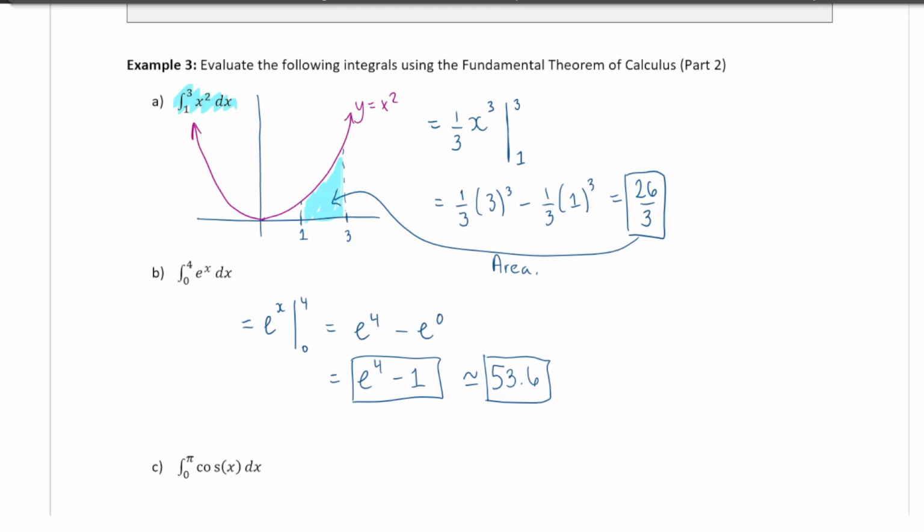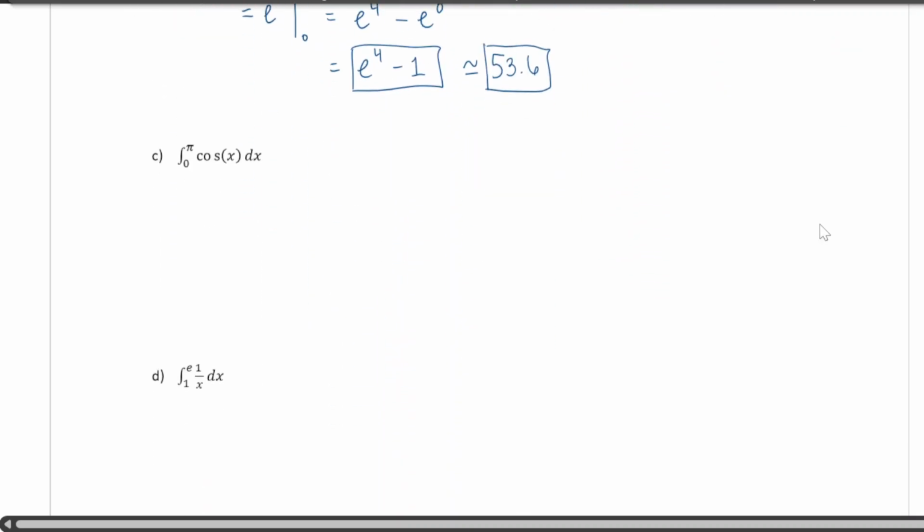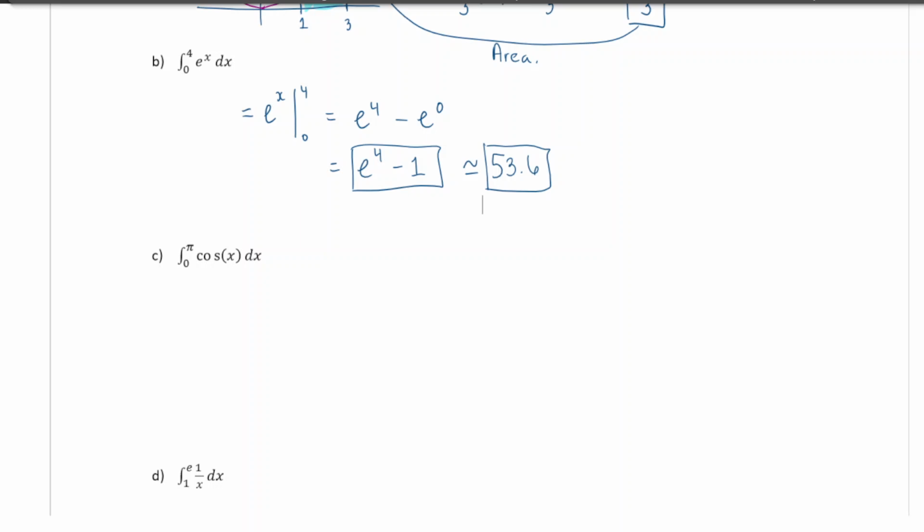Okay, let's do a cosine one. So kind of 4 different examples, 4 different types of functions here. But again, all pretty simple with simple antiderivative rules. We'll do some more complicated ones in the next lesson if you're interested in those. Okay, next one, cos x. So the antiderivative of cosine of x is sine x. And again, we're evaluating at pi and at 0.